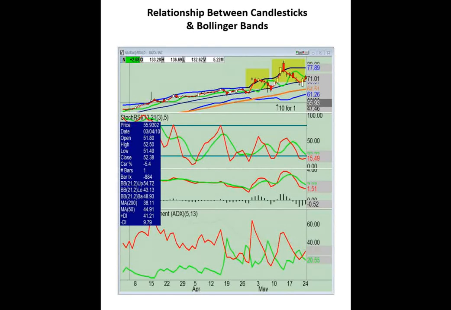Perfect. Okay, but remember, there's no quote unquote rule. There's always an exception to it. But your general expectation is when it's outside the bands, you look for it to come back in eventually.